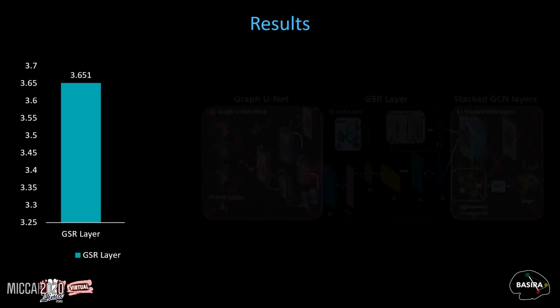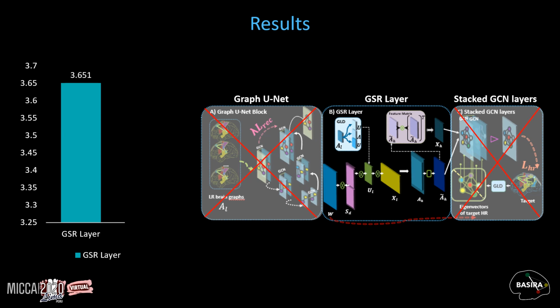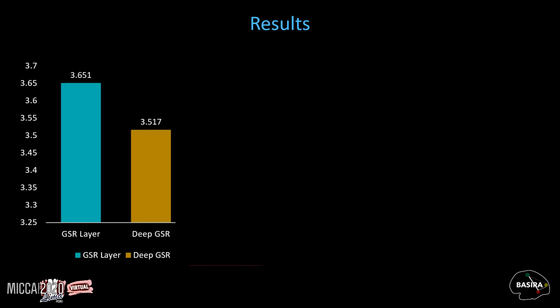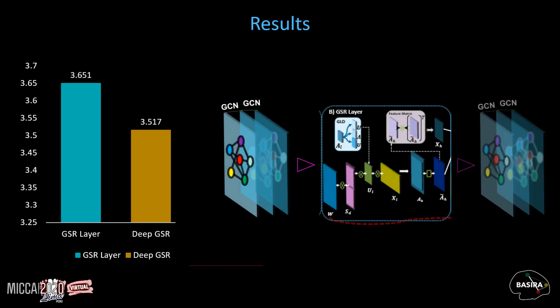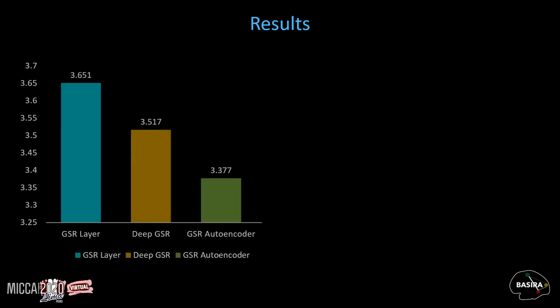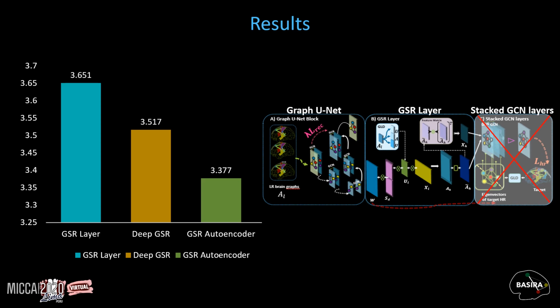In the GSR layer, we remove both the graph UNet and the stacked GCN layers. In Deep GSR, we stack 2 GCN layers in the beginning, feed the output into a GSR layer, and stack 2 additional GCNs. In GSR autoencoder, we remove only the additional GCN layers.